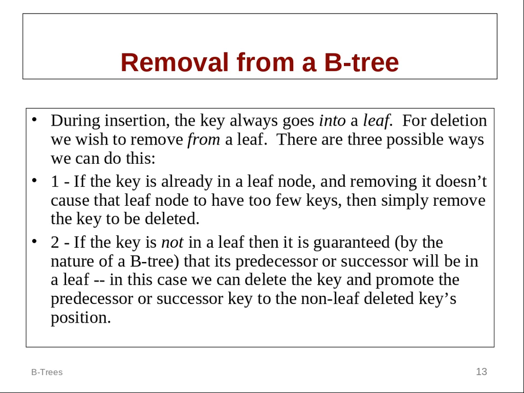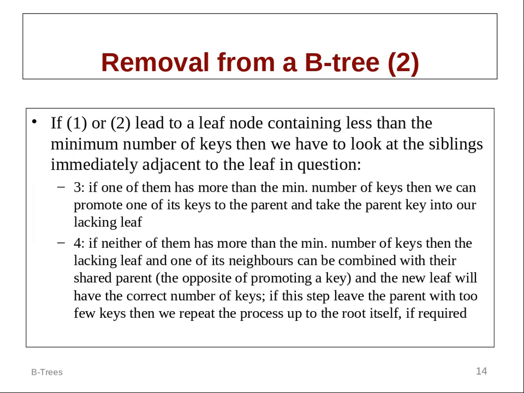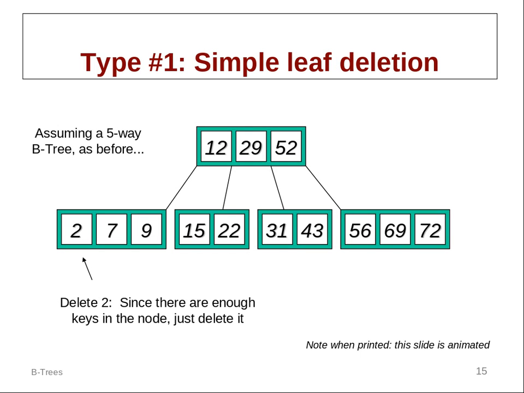If the key is not in a leaf, then it is guaranteed by the nature of a B tree that its predecessor or successor will be in a leaf. In this case we can delete the key and promote the predecessor or successor to a non-leaf key position. Alright, let's go to examples.